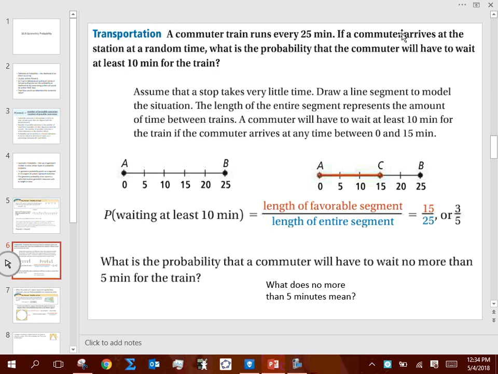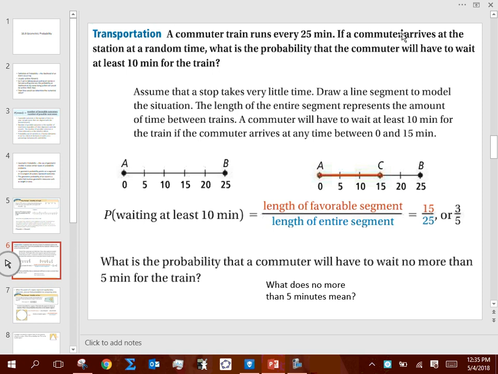So here on this number line, we take this 25-minute increment, because time can be put on a number line, right? So we put that number line out from 0 to 25. And the question says, what is the probability the commuter will have to wait at least 10 minutes? As you do probability, and this is not just for this class, it's all probability, there are key phrases like at least, at most, no more than, no less than, that you have to understand.